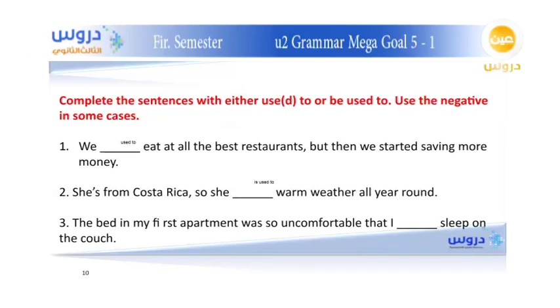Number 3. The bed in my first apartment was so uncomfortable that I blank sleep on the couch. Here we can't use I am used to sleep on the couch, since we mention the verb directly, and we can say I used to sleep on the couch. Here we have it. I used to sleep on the couch.